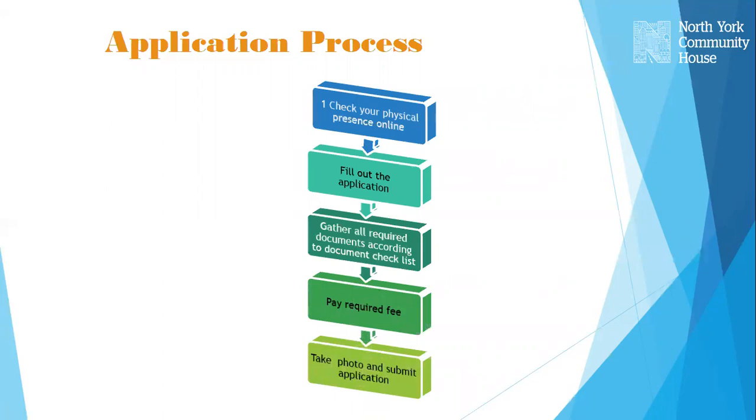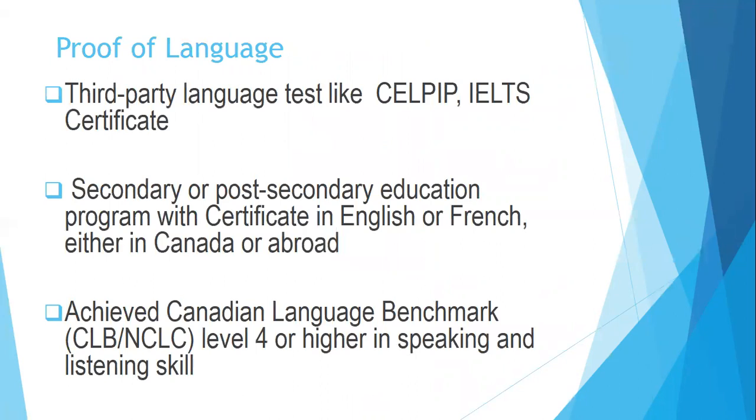Can you help me understand what kind of documents I need to submit for proof of language? For the proof of language, you should be able to submit either one of the following. Results from a third-party language test like CELPIP or IELTS, or you attended or are currently attending a secondary or post-secondary education program in English or French, either in Canada or abroad. A degree, diploma, certificate, or official transcript from a secondary or post-secondary education program showing that you studied in English or French in Canada or abroad.